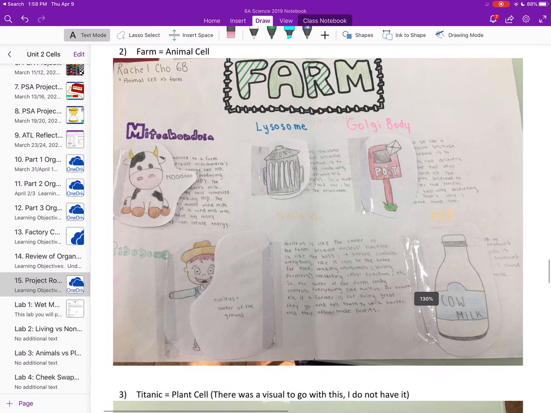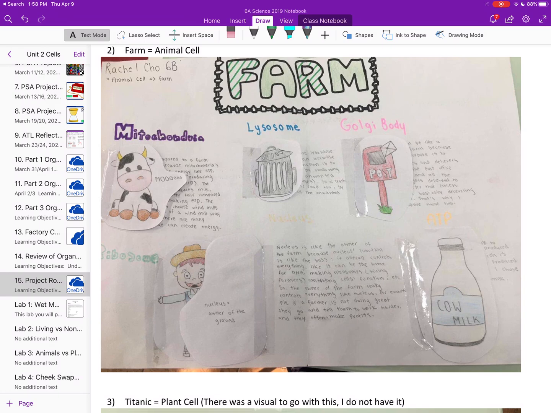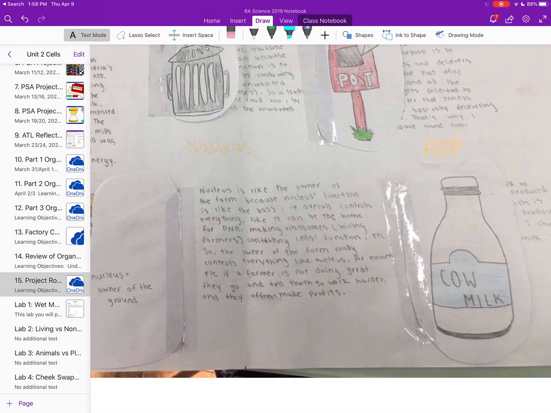This one is comparing an animal cell to a farm. So they've got the farmer, the cows, the trash can, the post office, the milk. So let's look at a nucleus. A nucleus is like the owner of the farm because the nucleus functions like the boss. Overall, it controls everything. It can be the home for the DNA, making ribosomes, hiring farmers, controlling cell functions, etc. So the owner of the farm really controls everything like the nucleus. An example, if a farmer is not doing great, they can go and tell them to work harder, and they can offer more profits.